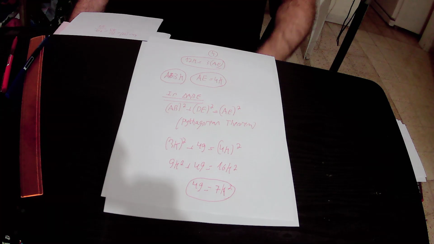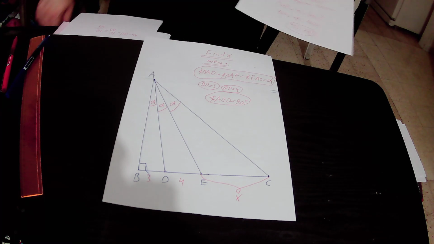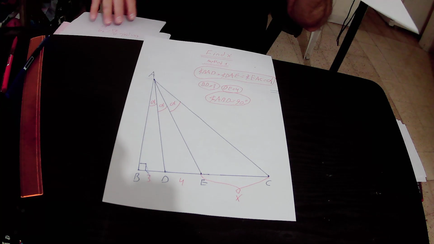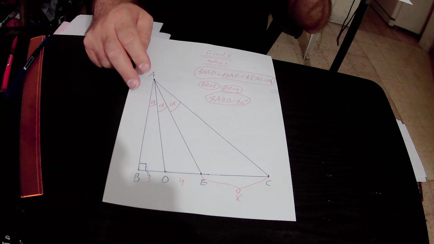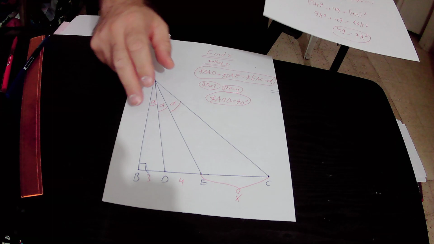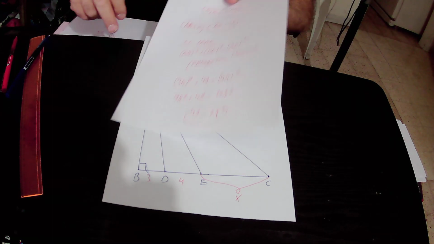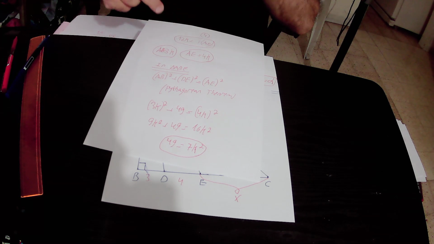And then we focused again on the right triangle, triangle ABE. We implemented the Pythagorean theorem that states that the square of the hypotenuse equals the sum of the squares of the perpendiculars. That is to say, AB square plus BE square equals AE square.